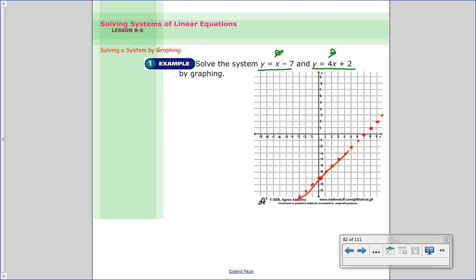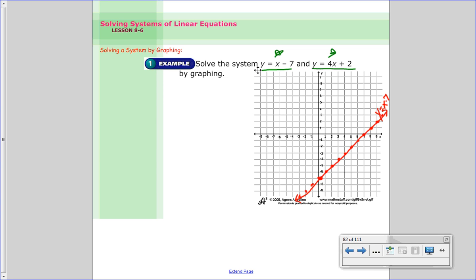and connect those dots. And as I was saying before, you want to make sure you try to take up the whole table and get all the points in. That way, you can actually see where they intersect. So there we go. This one is y equals x minus 7.